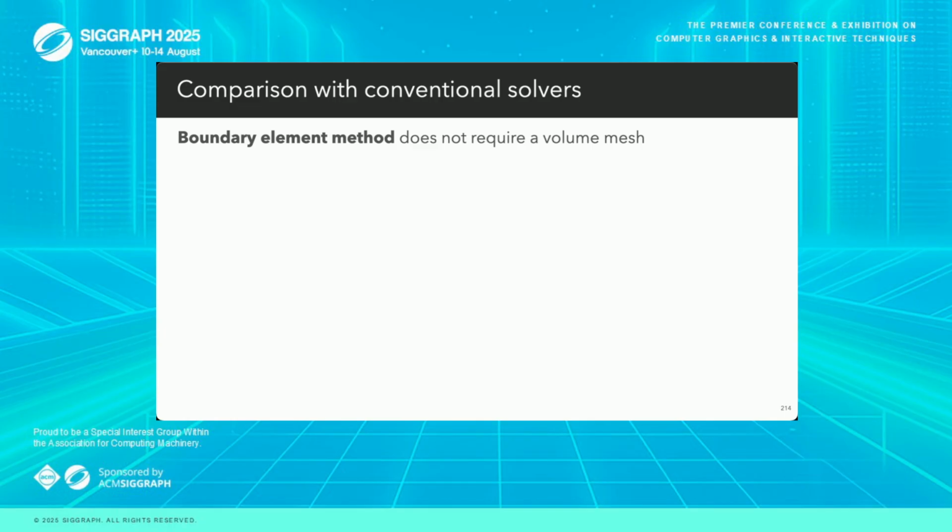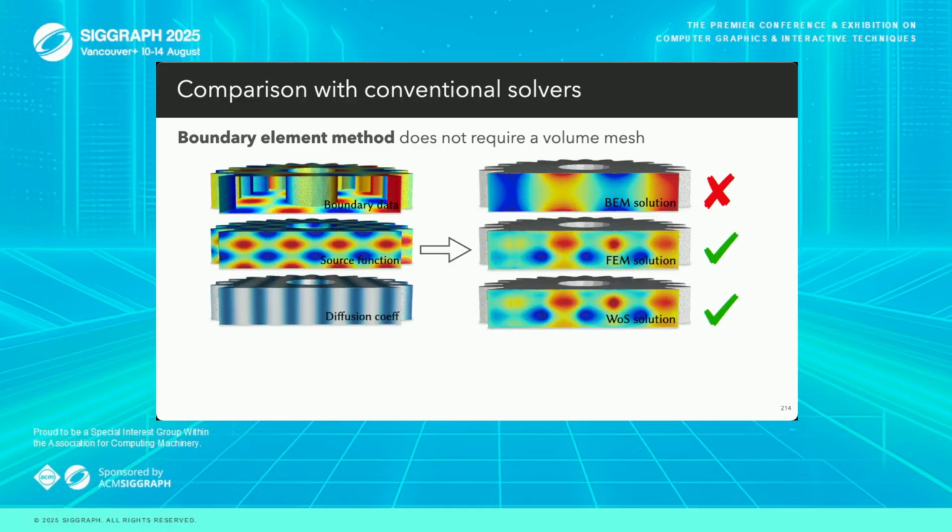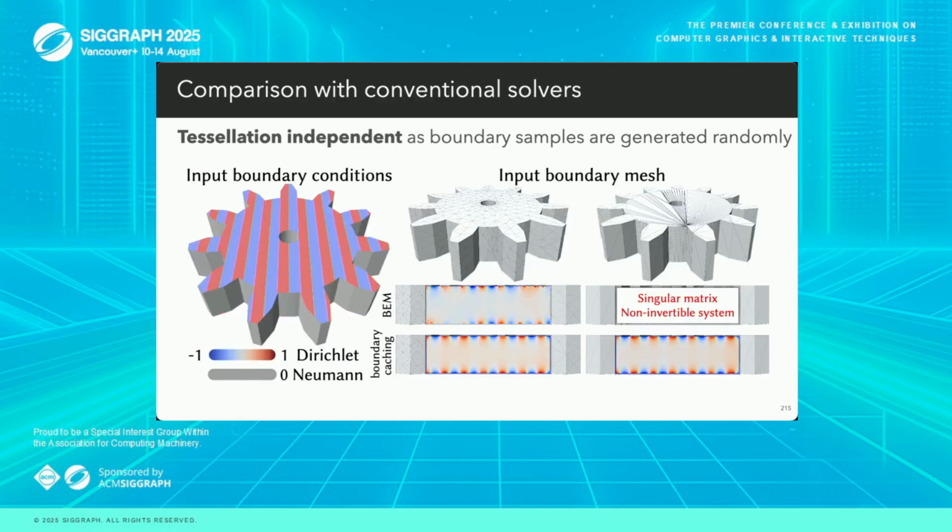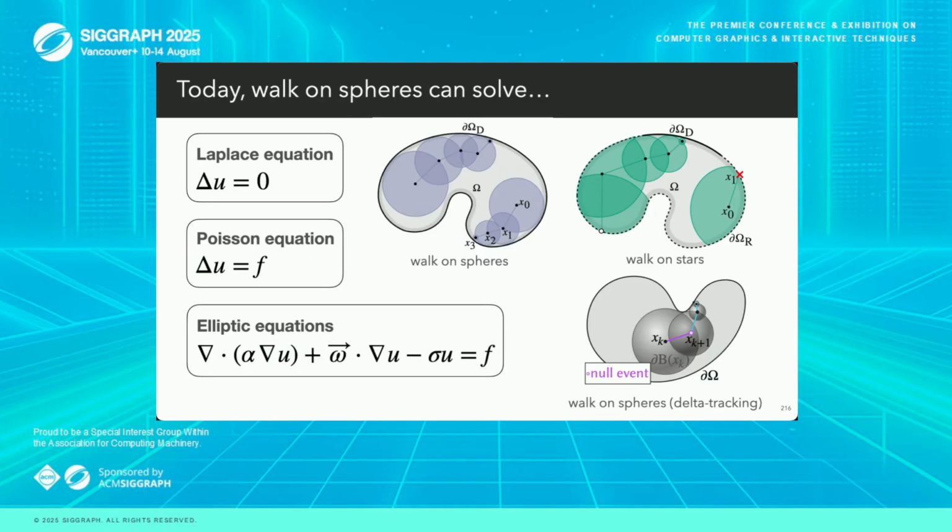But it's worth pointing out that unlike walk-on spheres or FEM, these solvers cannot directly handle problems with source terms or spatially varying coefficients. To handle these terms, BEM would have to be coupled with a secondary solver that requires volumetric meshing or sampling. Unlike BEM, the Monte Carlo approach is robust to aliasing artifacts because it's tessellation independent, and it doesn't have to deal with dense singular matrices either.